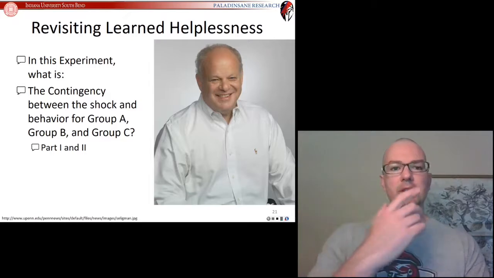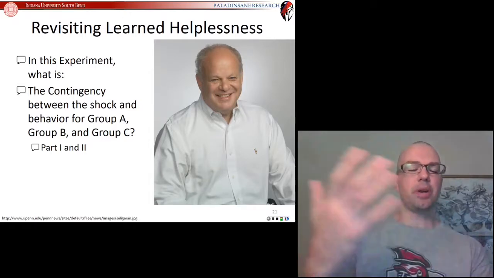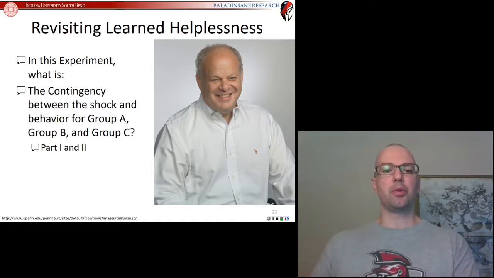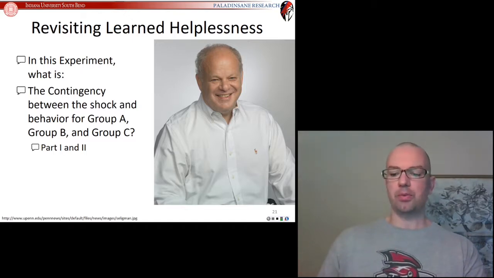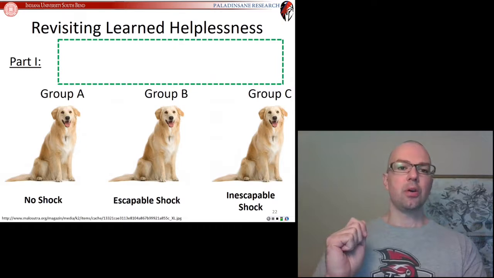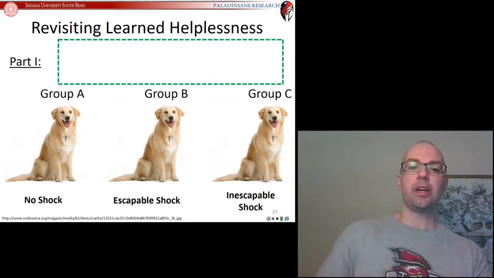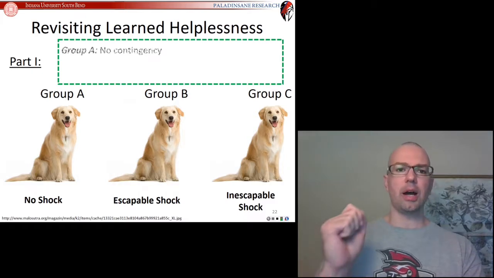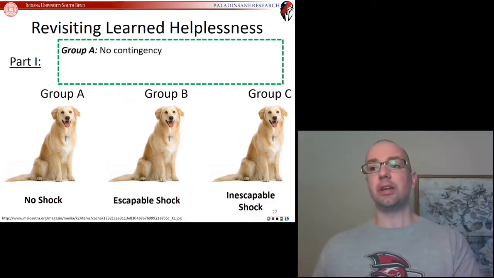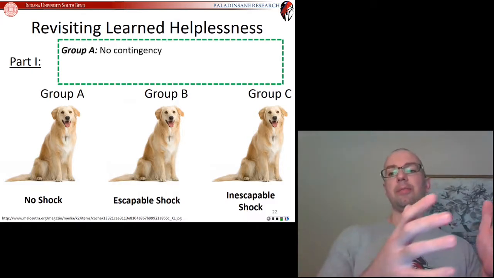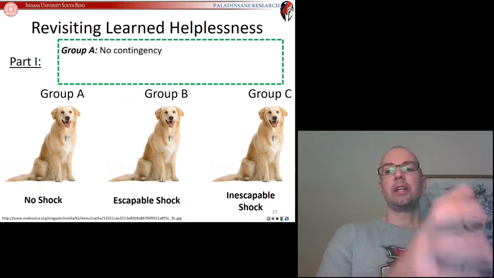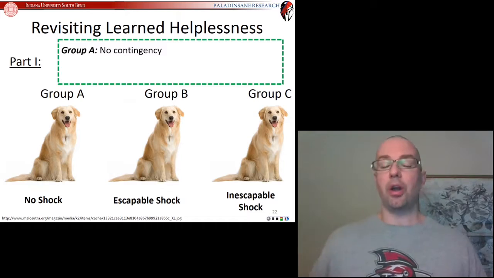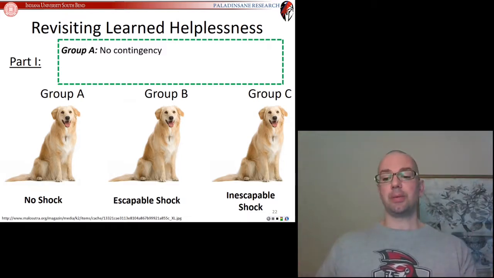All right, and I believe this is the last analysis we're going to do in this experiment. What is the contingency between the shock and behavior for Group A, Group B, and Group C, both for parts 1 and 2? So the contingencies were different for each group in part 1. So for Group A, there was no contingency. So a contingency, once again, is when one event leads to the probable occurrence of another event. And in Group A, there were no events, so there's no contingency.